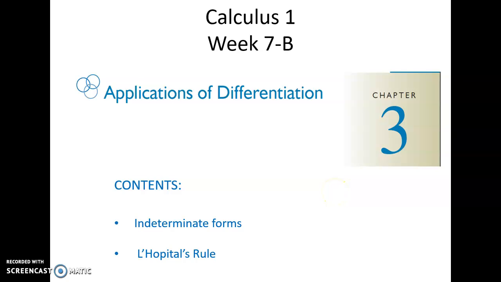This is the second part of the video lecture for week 7. Here we continue the application of differentiation. Here we study indeterminate forms and L'Hopital's rule. In fact, L'Hopital's rule is used to find the limit using differentiation.